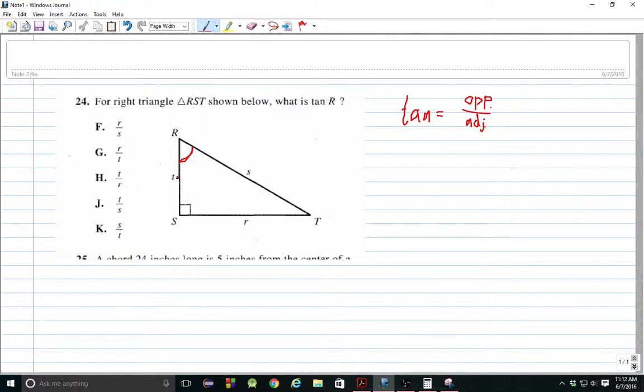So in this case, the adjacent side is t, and the opposite side is r. So tan of angle capital R equals the opposite, or lowercase r, over lowercase t. r over t, that's G.